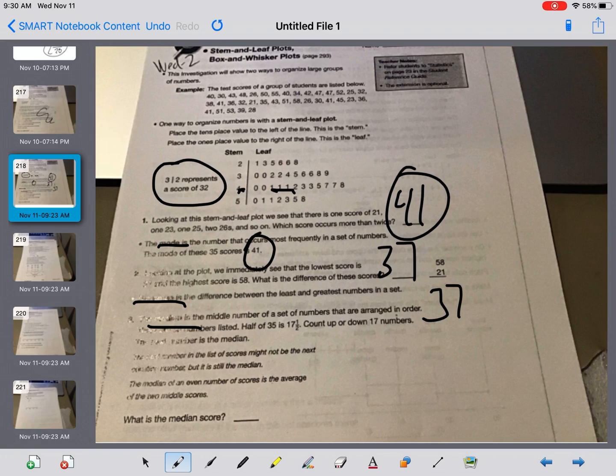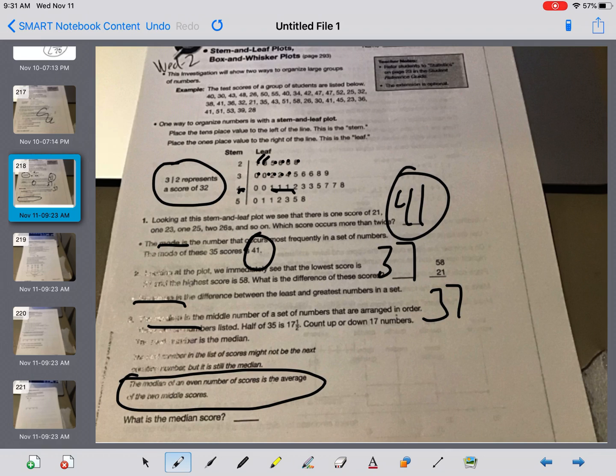Number 3, here comes the median. The median is the middle number of a set of numbers that are arranged in order. There are 35 numbers listed. Half of 35 is 17 and a half. Counting up or down 17 numbers, the next number is the median. Then they tell you the next number in the list might not be the next counting number, but it is still the median. The median of an even number of scores is the average of the two middle numbers. That's really important, guys. We're going to need that in the future.